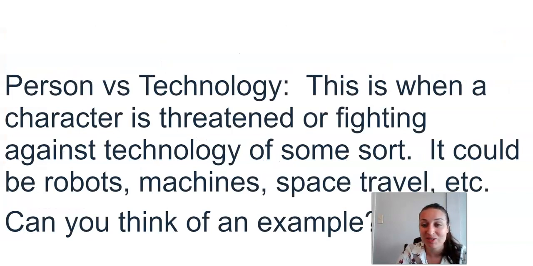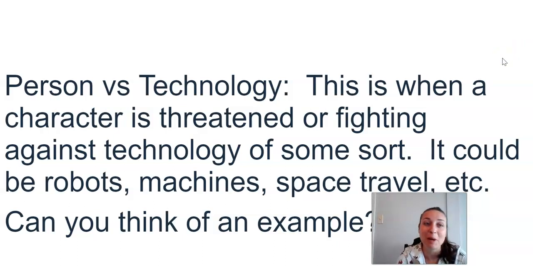So that brings us to person versus technology. This is where a character is threatened or fighting against some sort of technology. So we're talking robots, machines, space travel. A good example of this is the movie Ex Machina. A lot of sci-fi would work as a great example of this. So in our text, we can think about Victor's science as person versus technology a little bit, right? He's trying to overcome what technology can do in order to create life, right?